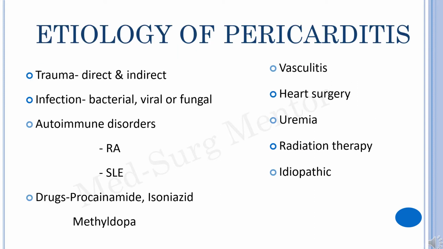Next is etiology of pericarditis. The common etiological factors leading to pericarditis are trauma, which is direct or indirect, bacterial, viral or fungal infections, autoimmune disorders like rheumatoid arthritis or systemic lupus erythematosus, drugs like procainamide, isoniazid or methyldopa, vasculitis, heart surgery, uremia, radiation therapy, and idiopathic causes.